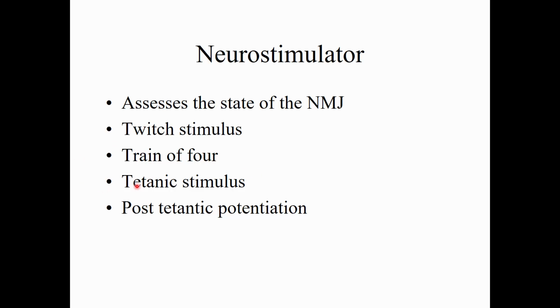We also can give a tetanic stimulus. So what would a tetanic stimulus be? You'd have to have a high frequency of stimulations. So you have a high rate of action potentials so that you see the fusion of the twitches. You know, you're stimulating 50 times a second or something like that to get that smooth contraction.